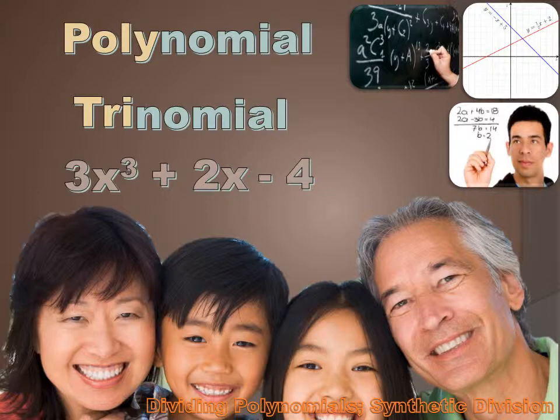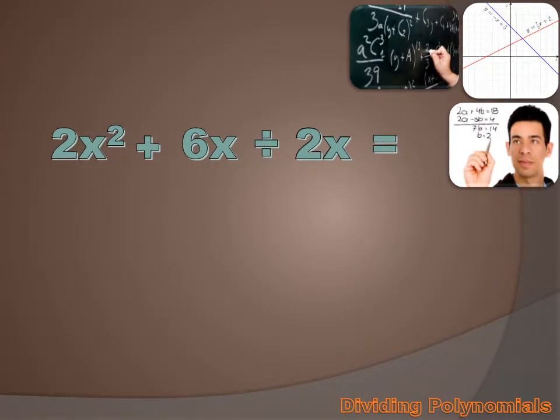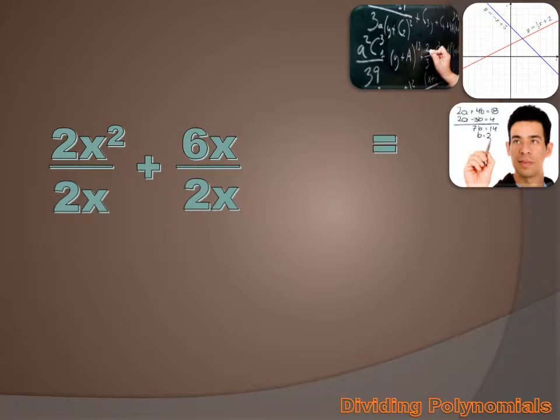Now, when the polynomial family gets together, they like to do some division. So let's do some division with polynomials. Here's a situation where we're dividing a polynomial by a monomial. A monomial is just a single-termed polynomial. Well, the easiest way to do this is to just put that 2x, that single-term monomial, underneath each of the terms in the polynomial and convert it to a fraction.